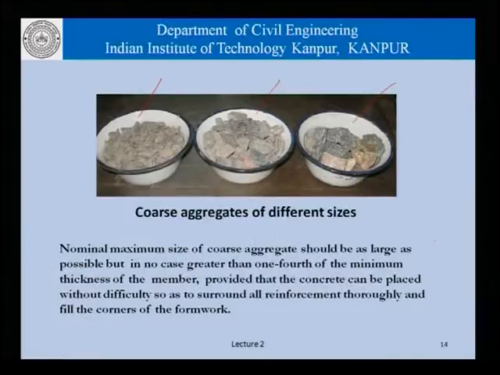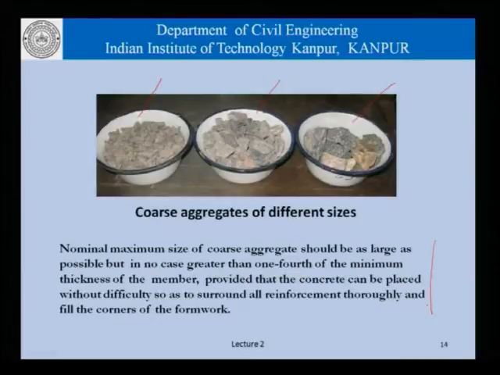One of these considerations is given here. The nominal maximum size of coarse aggregate should be as large as possible, but in no case greater than 1/4 the minimum thickness of the concrete member that we are talking about, whether it is a column or a beam or a slab, provided that the concrete can be placed without difficulty so as to surround all the reinforcement thoroughly and fill all the corners of the formwork.